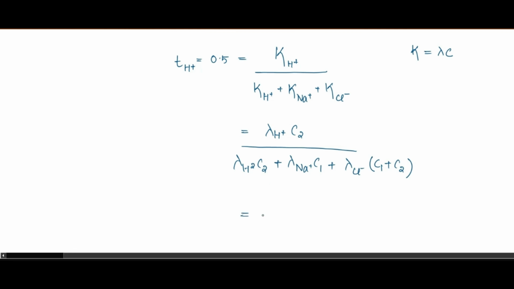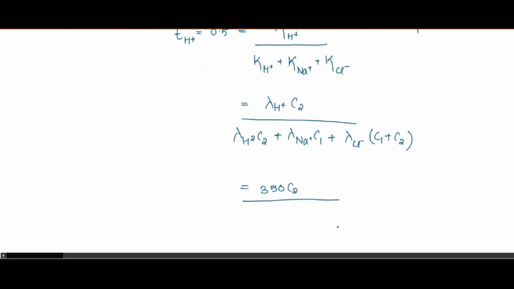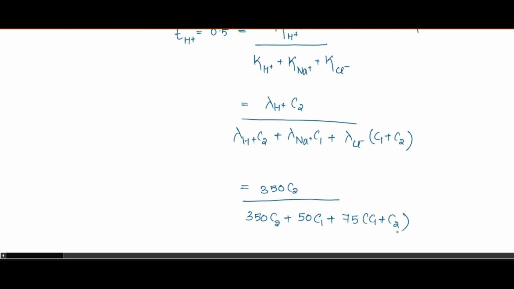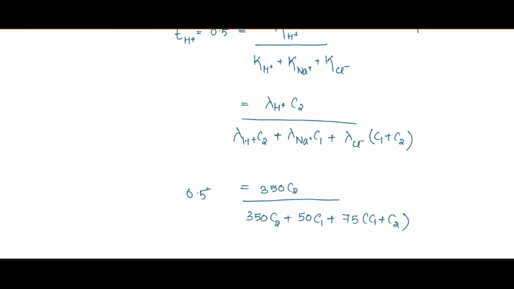ശരി, ഇനി വാല്യൂസ് ഇടൂ. What is lambda H plus? 350 എന്ന് തന്നിട്ടുണ്ട്. C2 divided by, H square അല്ല കേട്ടോ, H plus. This is 350 times C2 plus, Na plus തന്നിരിക്കുന്നത് 50 അല്ലേ, 50 C1 plus, 10 to the power minus 4 എടുത്തില്ലെങ്കിലും കുഴപ്പമൊന്നുമില്ല കേട്ടോ, കാരണം all the powers are the same. Cl minus is 75, C1 plus C2. ഇതെത്രയാ? 0.5 അല്ലേ?